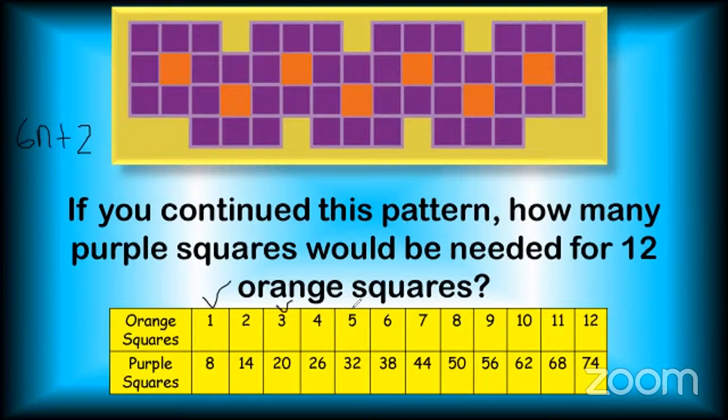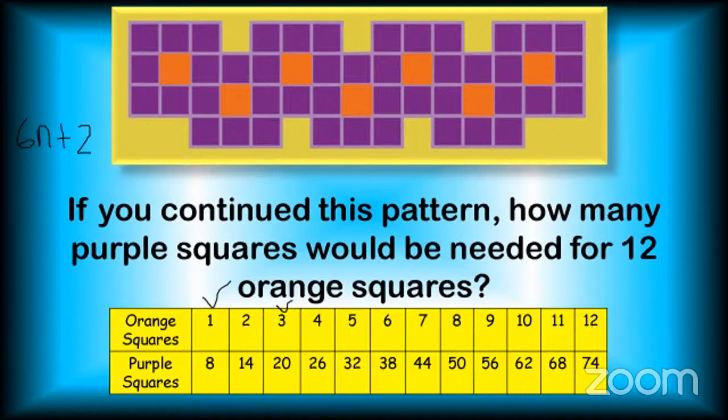What about here with the 5 orange squares? Would the rule really work for this part here? We have 5 orange squares. Would the rule give us 32 purple squares? All right, great. I'm seeing some responses here in the chat. Natavia says 6n plus 2 works. So great job, students. Definitely that rule works. I'm telling you.